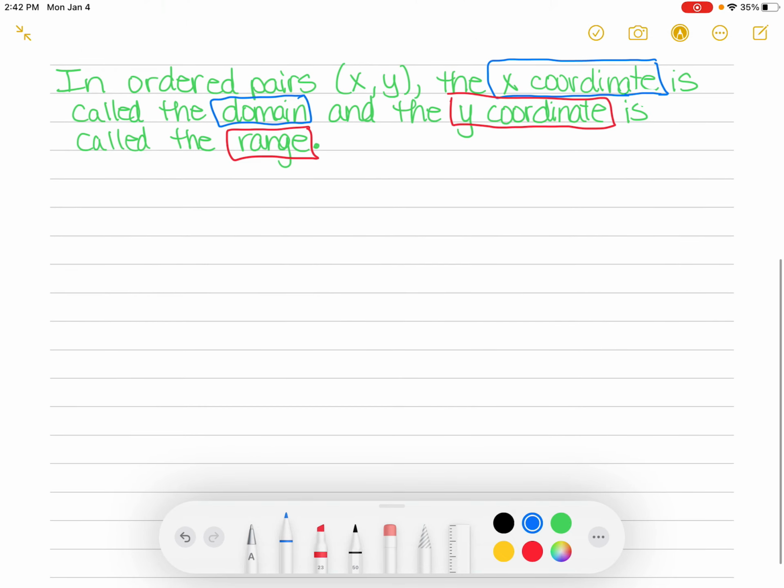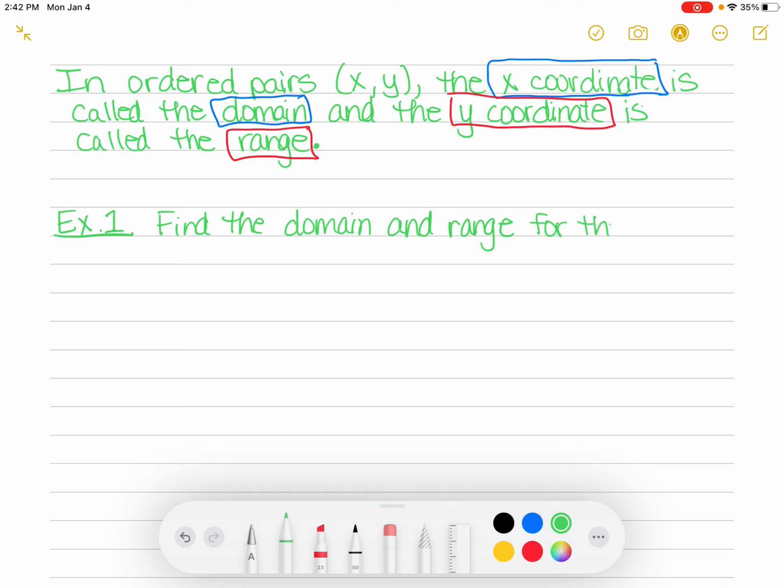Okay, so we're going to go into example 1. Example 1 says find the domain and range. And all that means is the X and the Y for this relation. Remember, a relation is just a set of ordered pairs. So here's my ordered pairs, the same one that I used earlier, but I'm just going to rewrite it: -3, 5, 2, 2, 2, 4, and 4, -1.